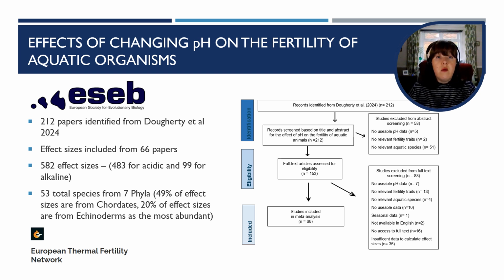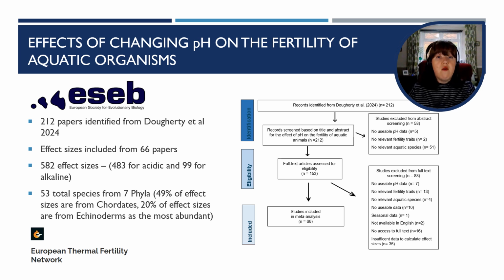This meta-analysis incorporates data from 66 studies and yielded a total of 582 effect sizes, distributed across various species, environmental conditions, and biological traits. The majority of the effect sizes pertain to decreasing pH or acidifying changes, with 483 effect sizes, with a smaller subset focusing on alkalizing changes or an increase in pH, 99 effect sizes. Of the total effect sizes, 362 are from marine environments, while 220 are from freshwater ecosystems.